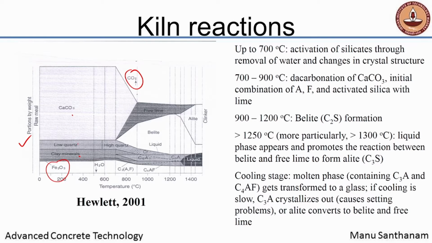So, you have CO2 that is getting liberated. So, the mass is actually getting reduced. The mass of the raw meal is getting reduced because you are liberating CO2. What is the reaction that liberates CO2? You have CaCO3 giving CaO plus CO2.